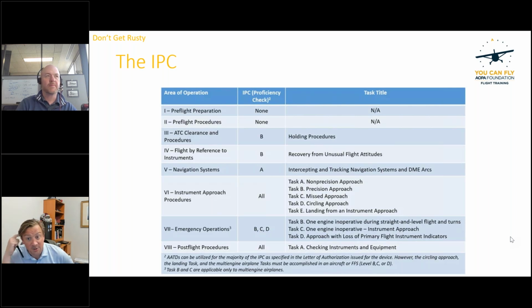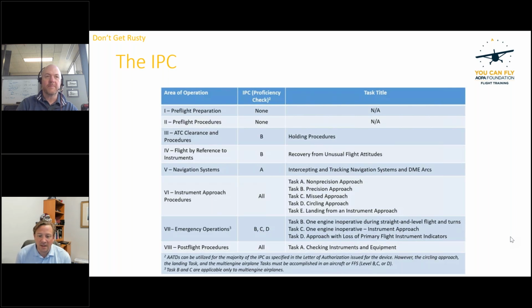the second column over is the things you're required to do for an IPC, by task and by area of operation. The thing that is difficult for sims is that under area of operation 6, instrument approach procedures, you have to do a circling approach and a landing from an instrument approach. So most sims are not approved for circling approaches for various reasons that aren't relevant right now. And then landing from an instrument approach, again, we have to land, and landing is not a credit available to sims other than level Ds.